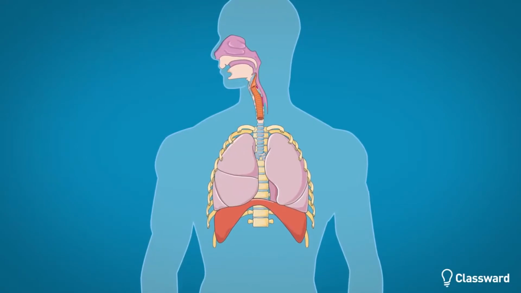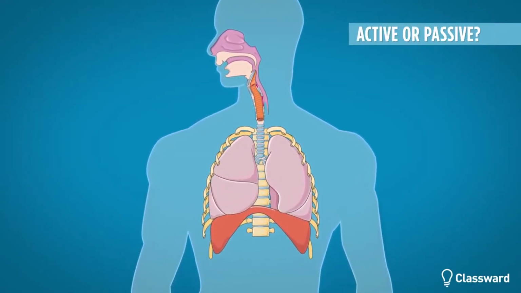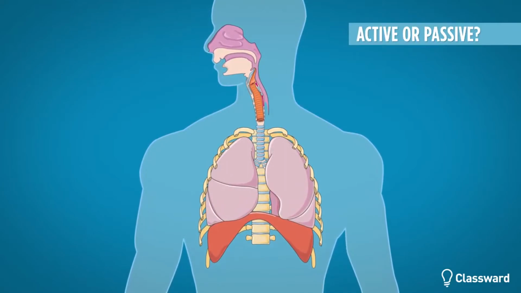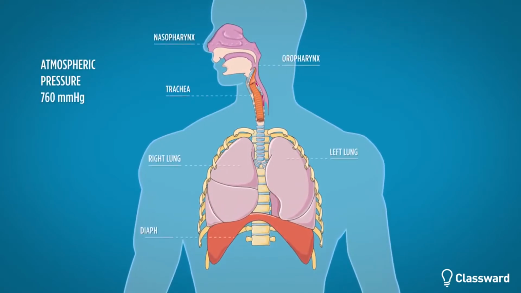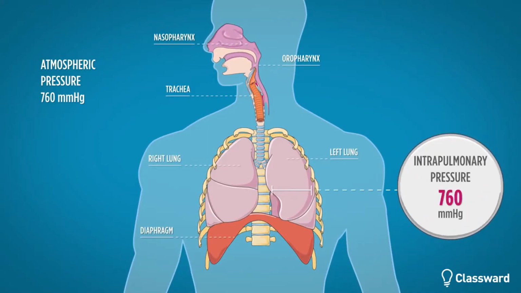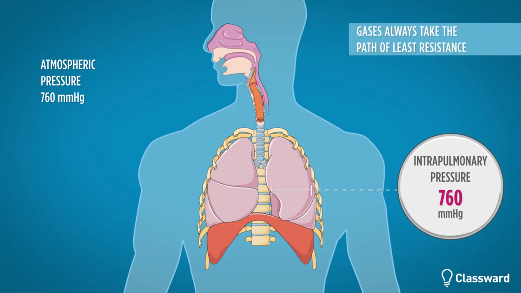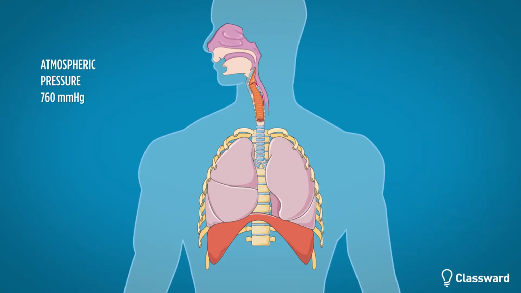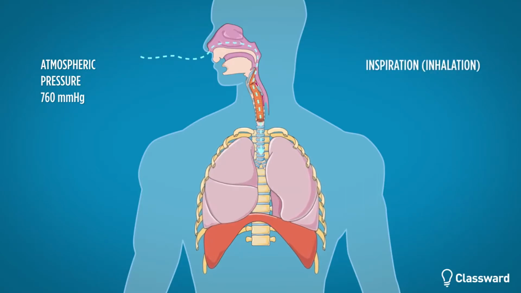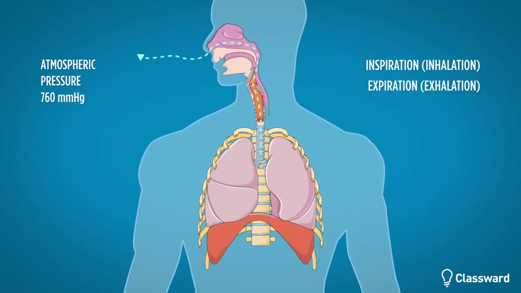What is the mechanism that allows breathing, and is it an active or passive process? First, we have to understand pressure. Outside the body, the air is 760 millimeters of mercury. At rest, the intrapulmonary pressure is also 760 millimeters of mercury. An important concept to remember when we talk about breathing is how gases always want to take the path of least resistance, moving from areas of high pressure into areas of low pressure. Breathing consists of two distinct phases: inspiration, inhalation, and expiration, exhalation.